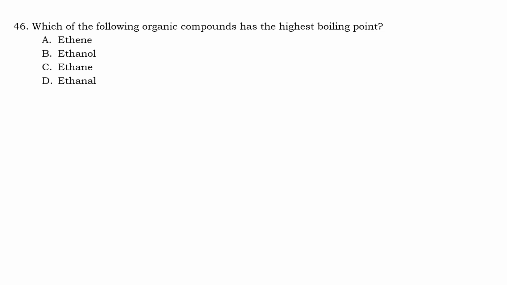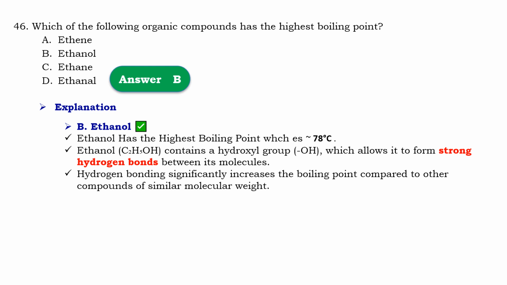Question number 46: which of the following organic compounds has the highest boiling point? So that should be B, ethanol, which means that ethanol has the highest boiling point, which is 78 degrees Celsius. Ethanol, C2H5OH, contains a hydroxyl group, which allows it to form strong hydrogen bonds between its molecules. Hydrogen bonding significantly increases the boiling point compared to other compounds of similar molecular weight.